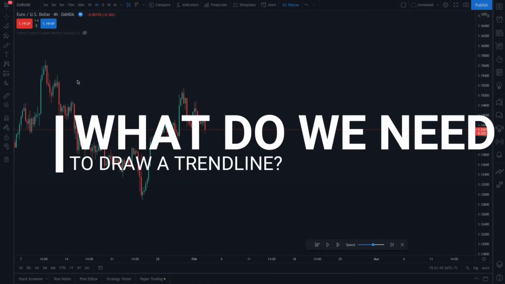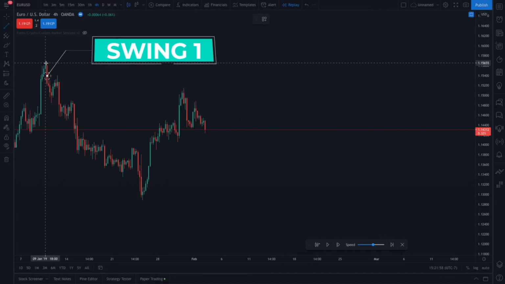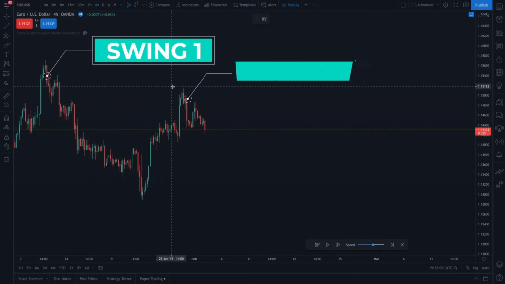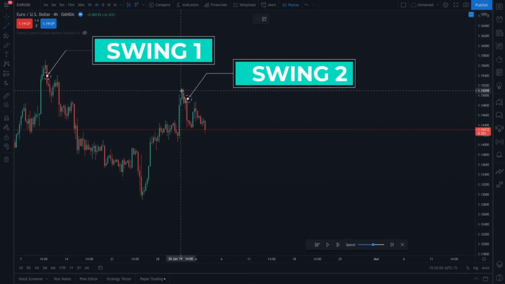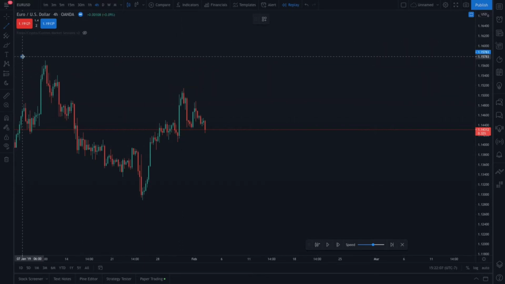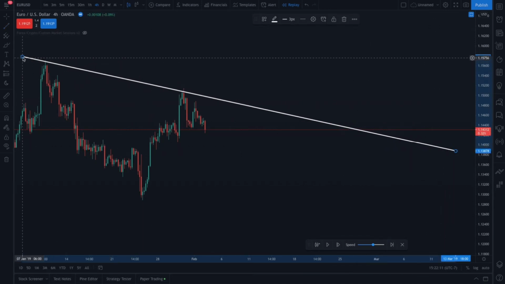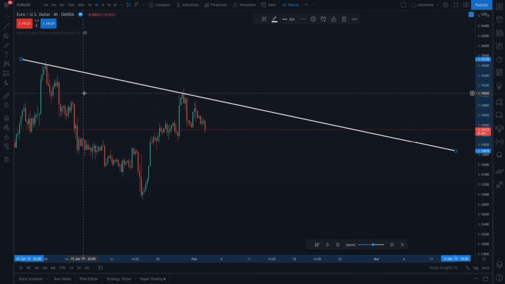And you can draw a trend line by simply using two swings, which means two higher highs or two lower lows on the chart. And here's an example. This is my first swing high right here, and this is my second swing high right here. And I'm just going to grab my line tool and I'm going to connect them to project where price might reverse in the near future.